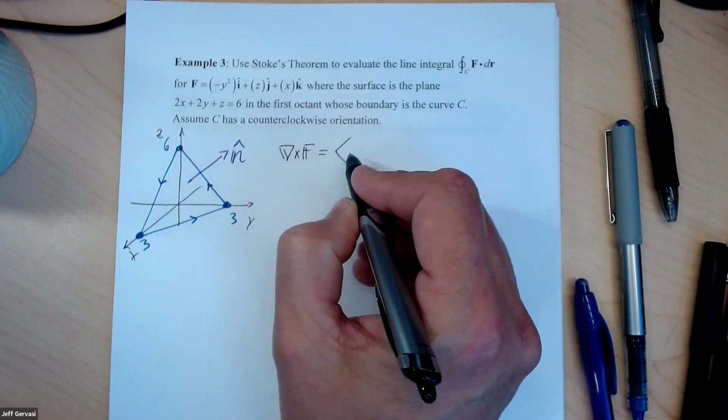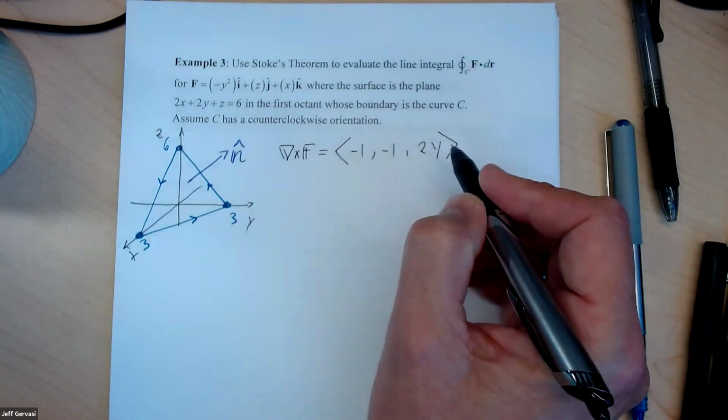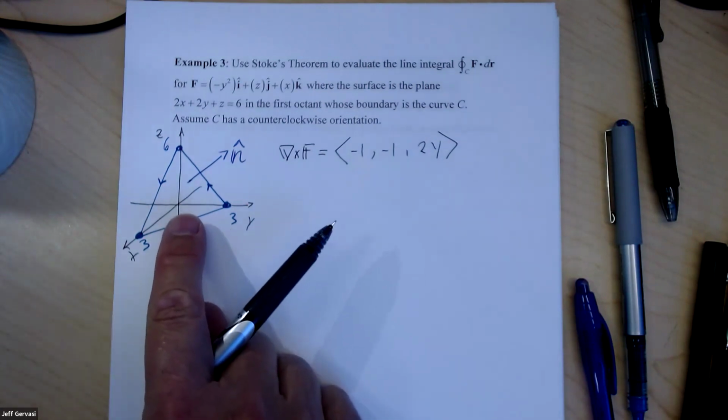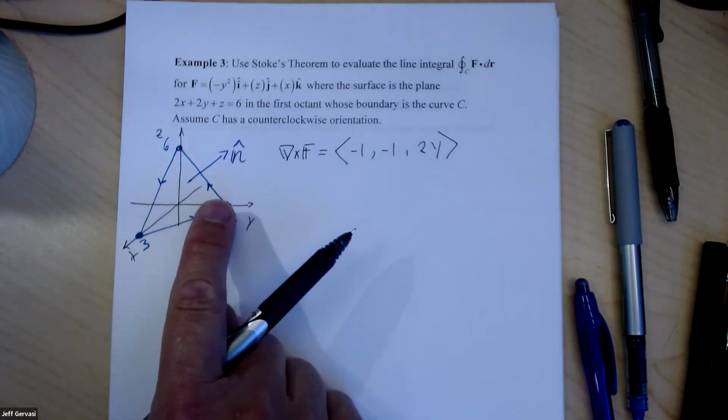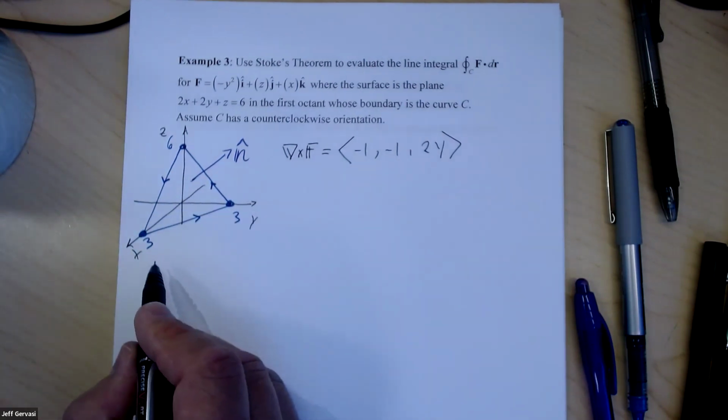Verify that the curl of that vector field is equal to this. Okay. Now my surface here, I'm going to need a normal vector to this, right? I'm going to need a normal vector. So let me go over here and do a little bit of work.